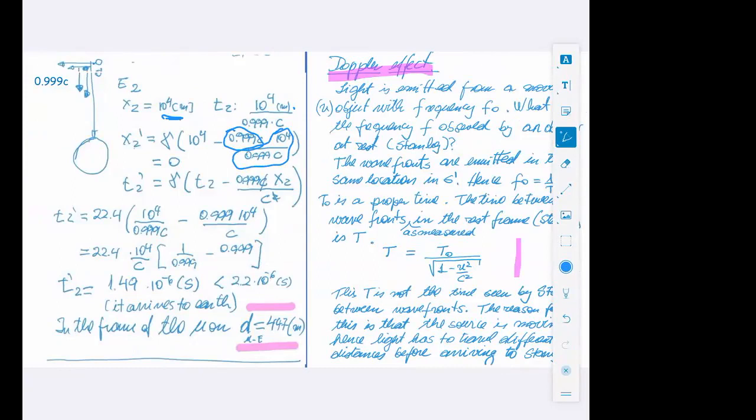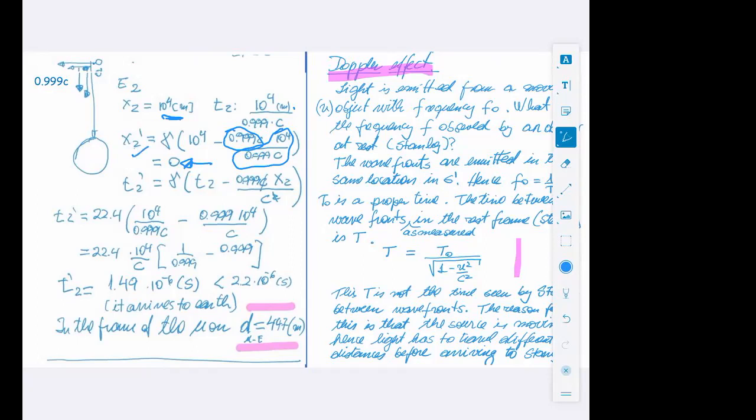So everything cancels, and what do I obtain for X2 prime? It happens at the origin, which is good, because I knew that all along: the reference frame is attached to the muon traveling down. So this has to be 0. Okay, so this is correct.